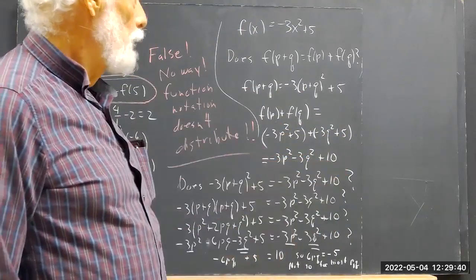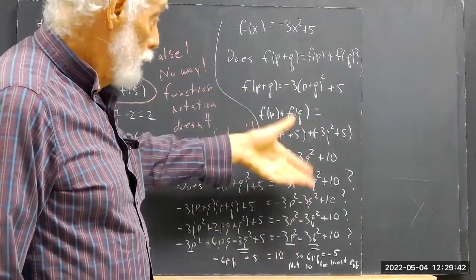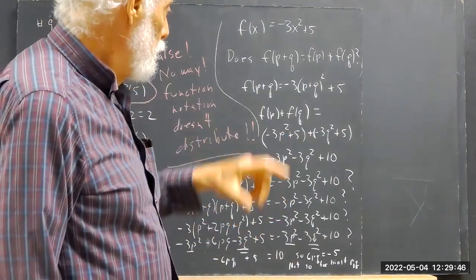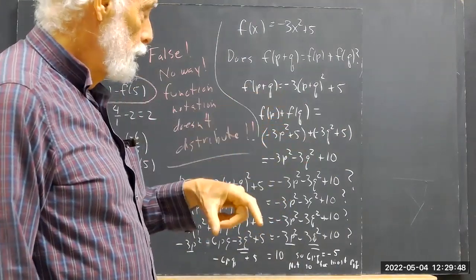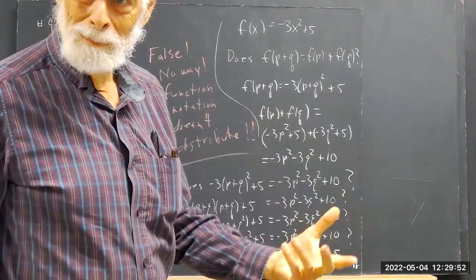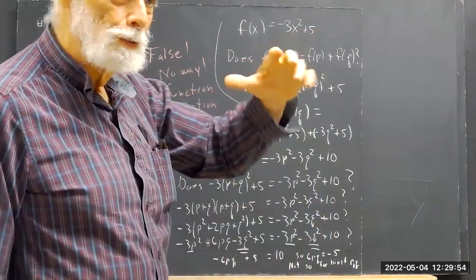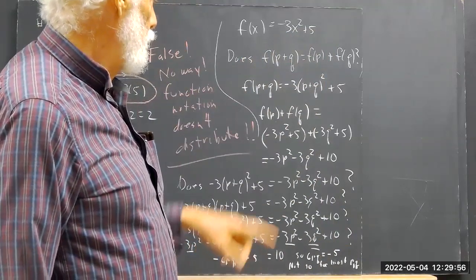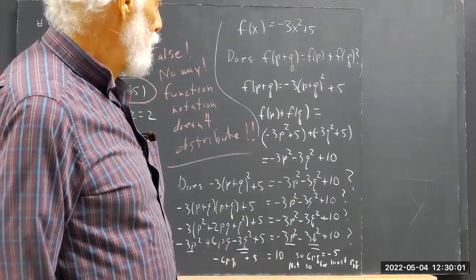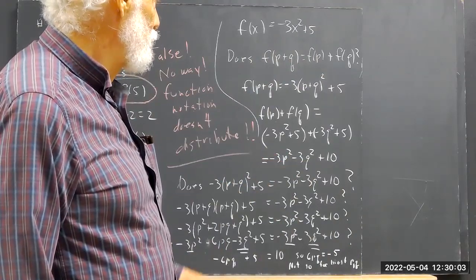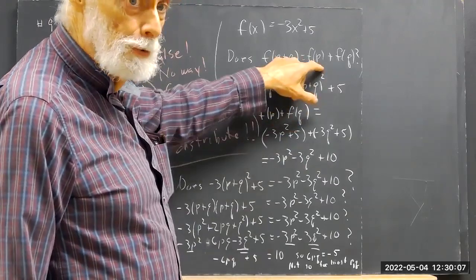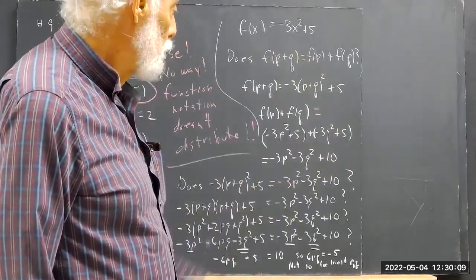At this point, you can already pretty well tell that this isn't going to be equal. Maybe for some values of p and q it'll be equal, but it certainly won't be true for all values of p and q, simply because 5 and 10 are different numbers. So unless the stars align just right, so that negative 3p squared minus 3q squared is 5 less than negative 3 times (p plus q) squared, it's not going to work.